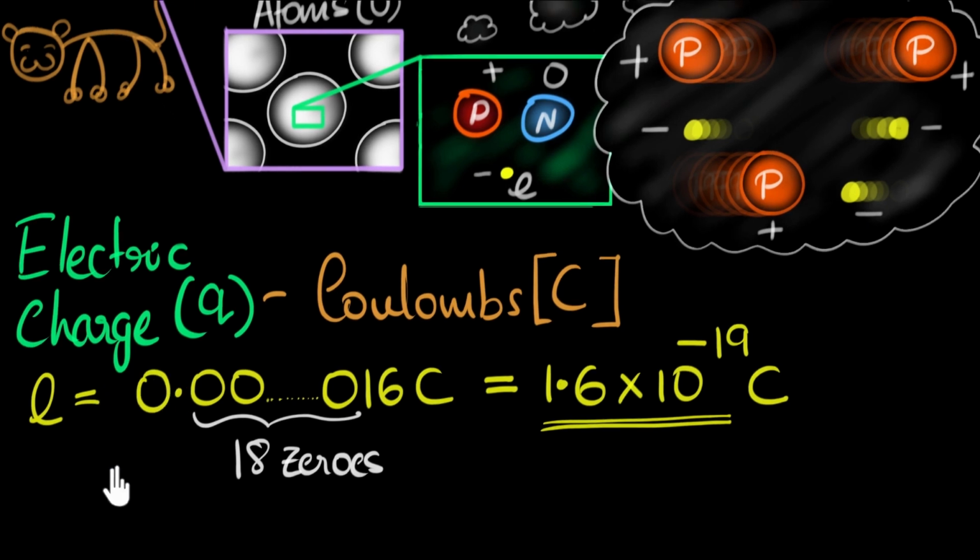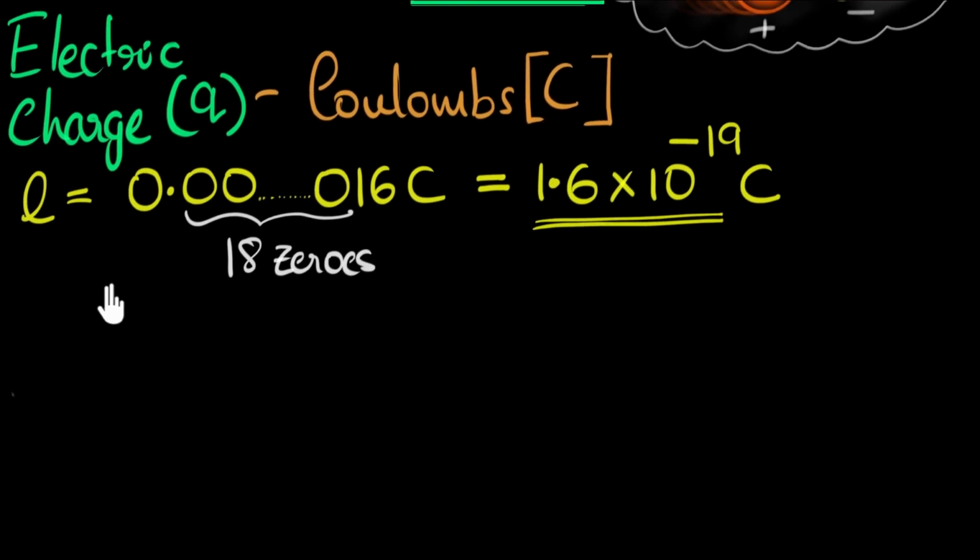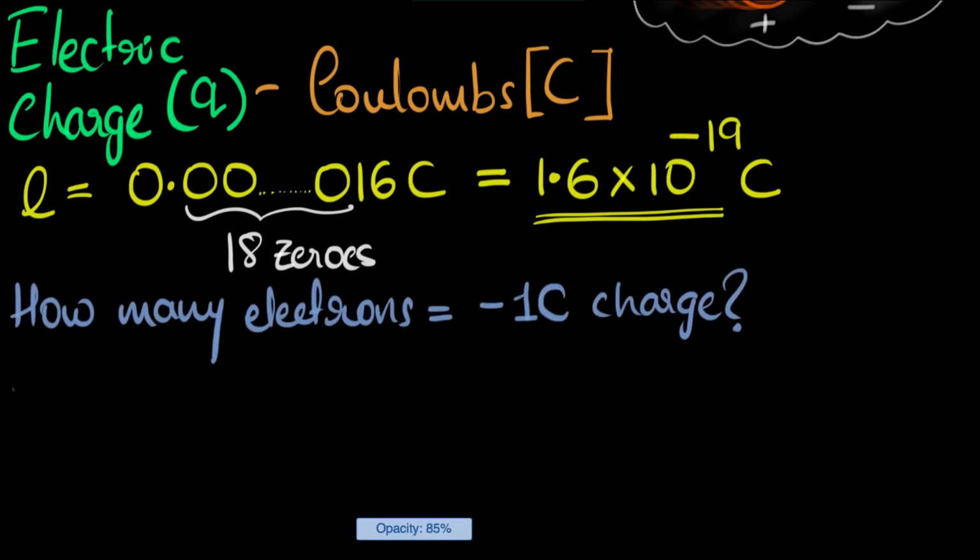So let's think about this. Let's go down a little bit. And so here's the question. How many electrons together make up a negative 1 Coulomb worth of charge? So it's a great idea to pause the video first and see if you can try to do this yourself. Using this information, try to figure this out yourself first. All right, let's do this.